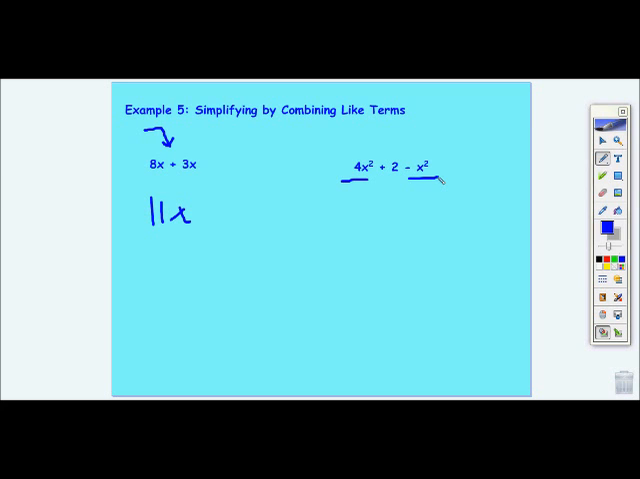I have a 4x squared, sorry. Make sure you're looking at your signs. And I have a negative x squared. So I could actually rewrite this and put my like terms together. Again, I don't expect you to do this, but if this makes it clearer for you, you can go ahead and do this. So I've used this one and this one. I was careful and I followed my sign, and then I have a positive 2.